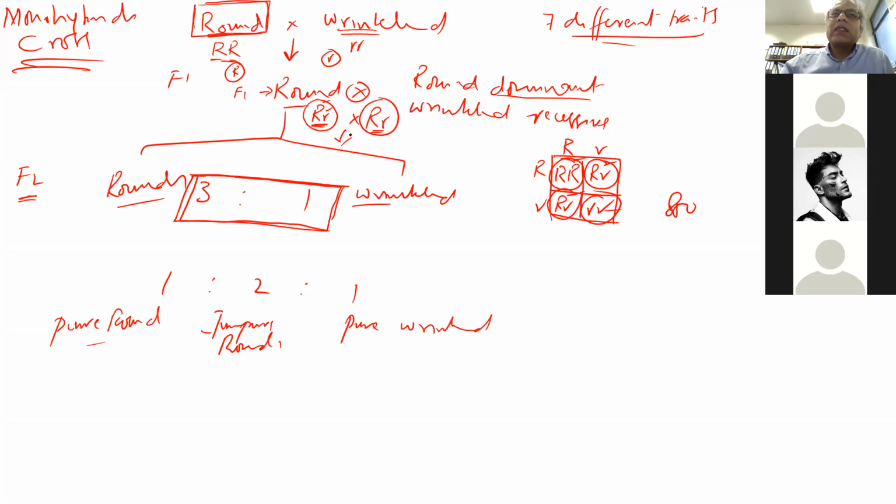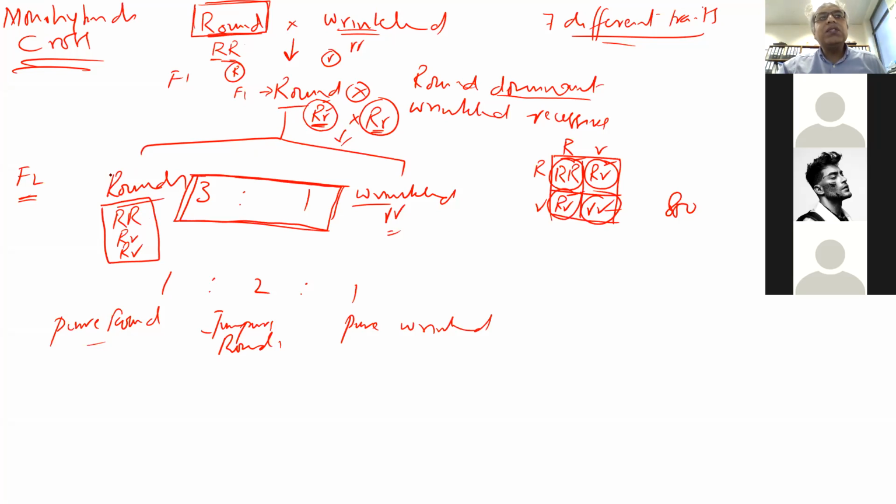Now, these rounds are represented by capital R, capital R, capital R, small r, and wrinkled is this one. But since we are looking at phenotype, he was getting just the phenotype and he got 3:1. When he started postulating all this, that's why I call him a man ahead of his times, a super genius. He had no idea about chromosomes existing in pairs, genes existing in pairs, homologous chromosomes. He had no idea, but he postulated all these things.